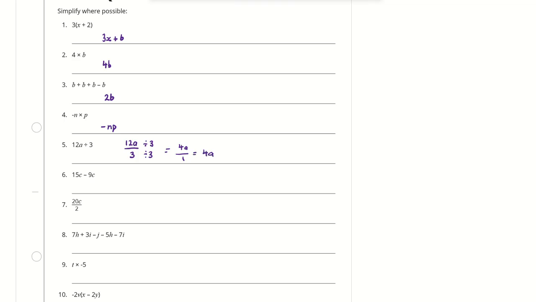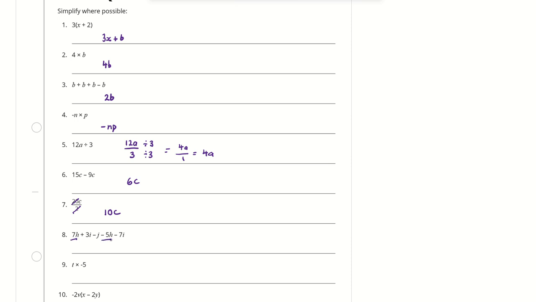15 carats, take 9 carats is 6 carats. If I was to divide 20 by 2, that's going to give me 10. So that leaves me with 10c. You can't obviously do anything with the c. The c is left behind.